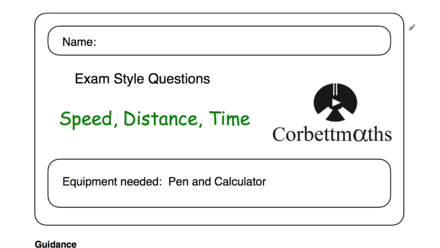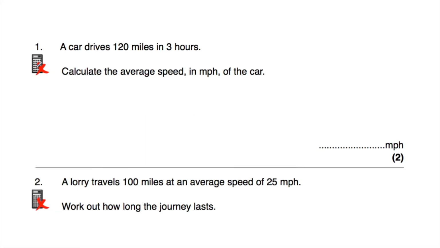But in this video, we're going to focus on the video solutions to the practice questions, so let's get started. Okay, let's have a look at our first question, question number 1. Question number 1 says a car drives 120 miles in 3 hours, and we've been asked to calculate the average speed in miles per hour of the car.